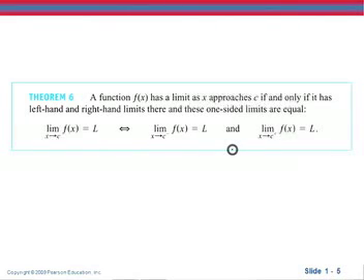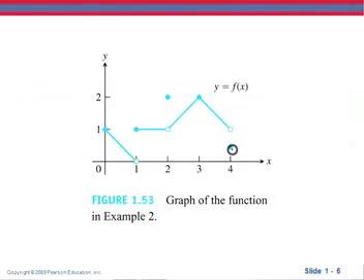Now, to say that a function has a limit as x approaches c, the limit from the left of the function and the limit from the right must both be equal to L. So the limit as x approaches c of f of x is equal to L if and only if the limit as x approaches c from the left and from the right of f of x are both equal.